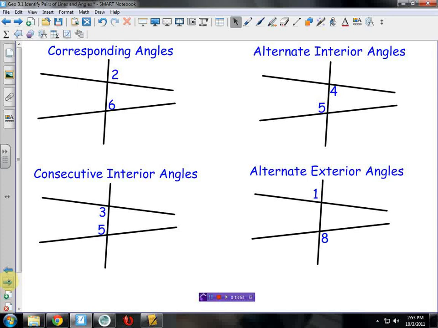specific names. Okay? First one, the top left one is corresponding. Corresponding angles are angles that are in the same position for both the bottom and top set of angles. See how the 6 is in the top right corner, and the 2 is in the top right corner? Those two are corresponding, right? We always want to pair one from the bottom 4 to the top 4. So corresponding is 6 to 2 because they're both in the top right spot.